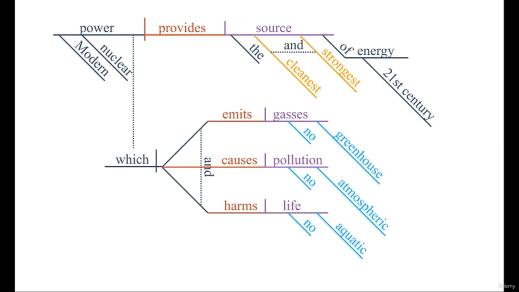We can also see in the independent clause, the sentence happens to use the same exact structure: provides source. So that's verb, direct object. And then lastly, we see a compound adjective, cleanest and strongest, which is also parallel.